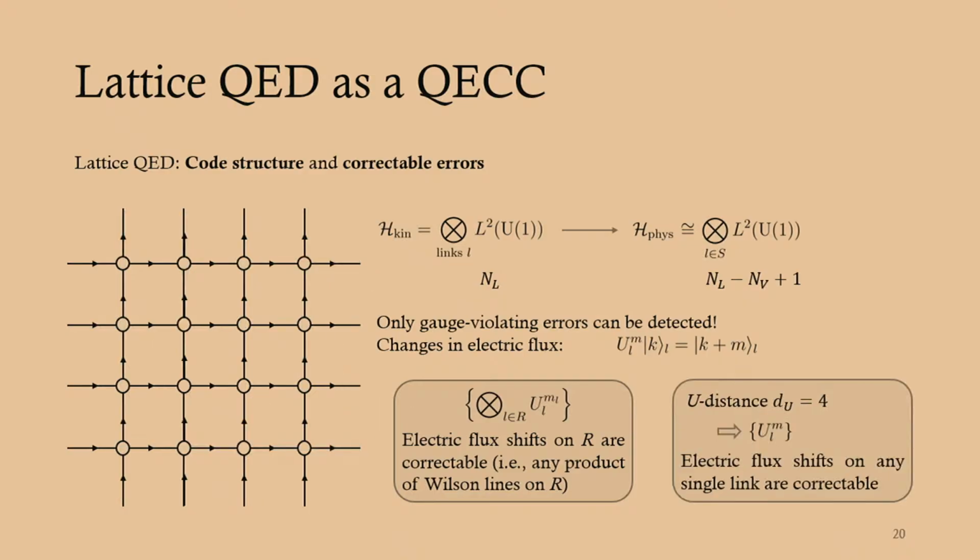Okay, now this is only one set of correctable errors that I can have. I can also find other correctable errors if I take a different set of such AQs, which does not come from a spanning tree. For example, because this is a quantum rotor code, we can just use the fact that the U distance of the code is 4. And this is the minimal weight of any gauge invariant U-type operator, which is a plaquette operator. And the U distance being 4 means that any single shift in electric flux on a single link is a correctable error.